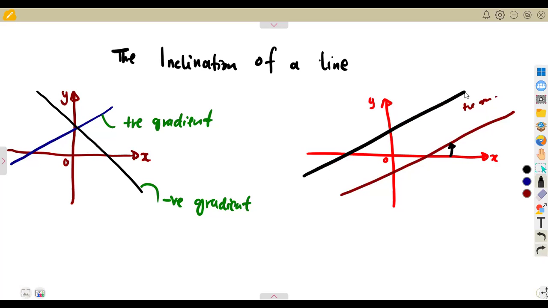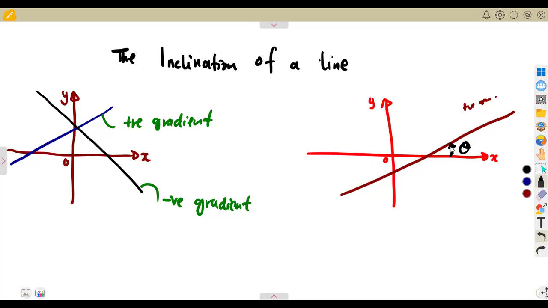Take note, between the line and the positive side of the x-axis. If this is your line, the positive side we are talking about is the right side of the x-axis, not this side, but the right side, this way. So this is your angle of inclination. Let's say we call it theta. Maybe it's beta, maybe it's alpha. These are just angles that you're talking about.